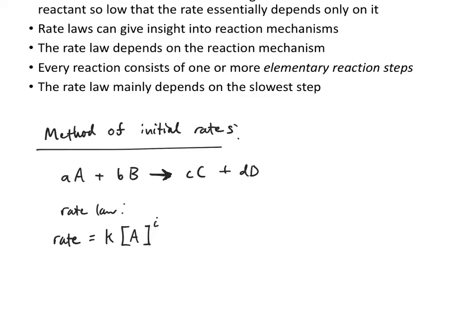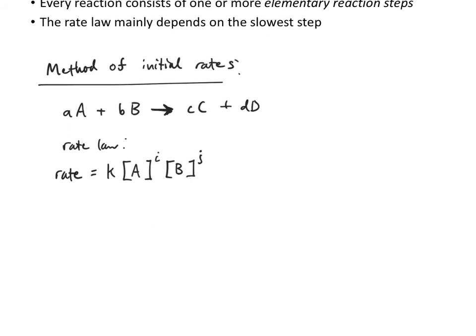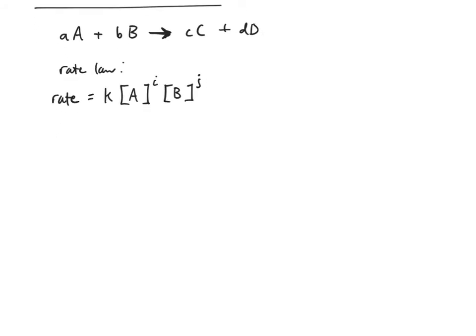And then A is going to be raised to some power, and let's just call that I for now. And then B is going to be raised to some other power, and either one of those or both might be 0. They might be 1, they might be 2, who knows? And so now the question is, how do we get those numbers, K, I, and J, experimentally? Okay, the way that we do it is we run experiments where the concentration of B stays constant, at least at first. And the concentration of A is changed.